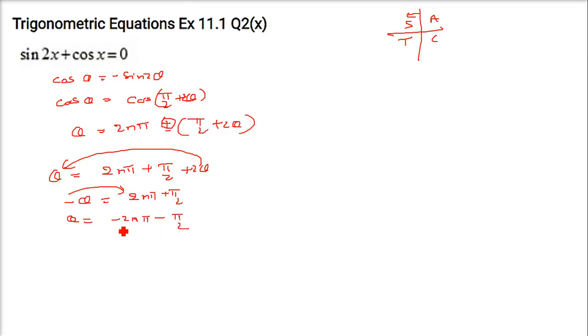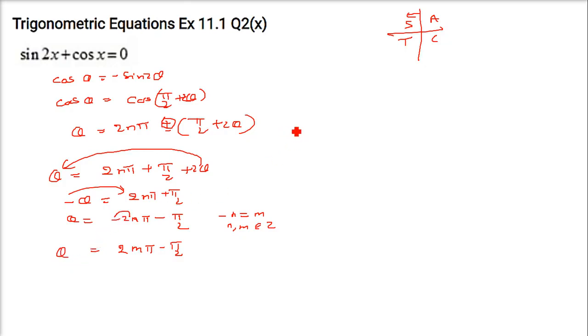So now you can take this minus n as some m. You can take it always, because n and m both belong to capital Z. It doesn't matter. So minus n we are taking as m. So it will be 2m pi minus pi by 2. So this is the first one.